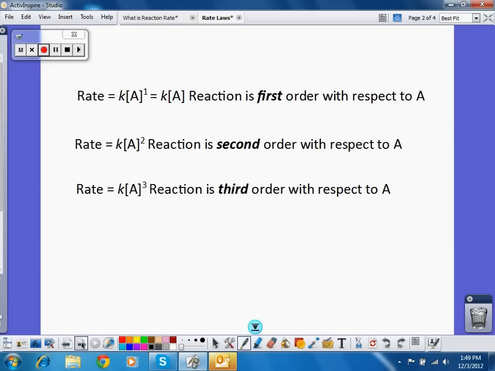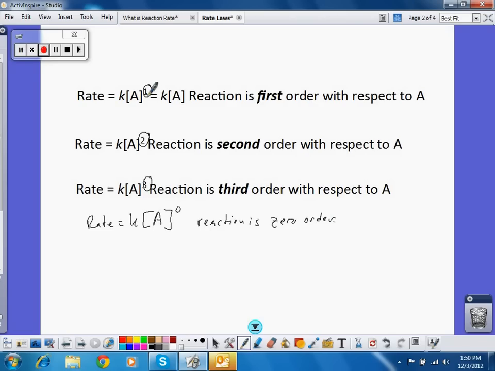So, if we determine that the exponent is 1, we say the reaction is first order with respect to A. If we determine that the exponent is 2, then we say the reaction is second order. If we determine that it's 3, we say the reaction is third order. If the exponent is 0, so if I had rate equals K times the concentration of A to the 0 power, we would say the reaction is 0 order.